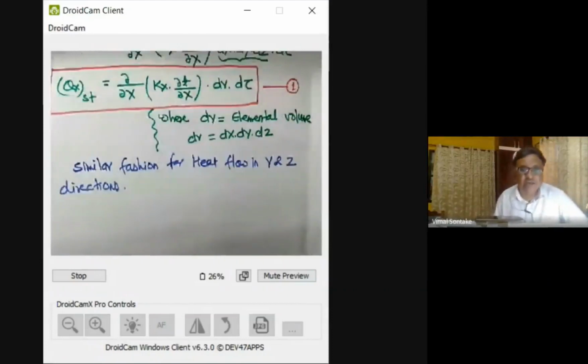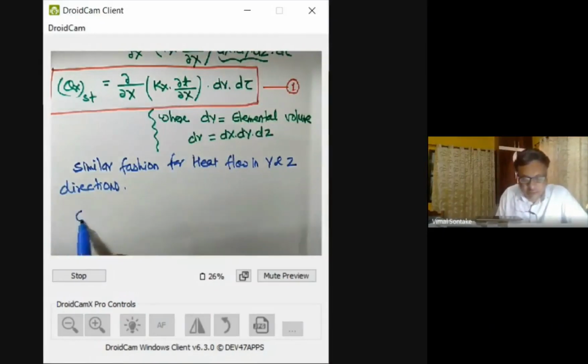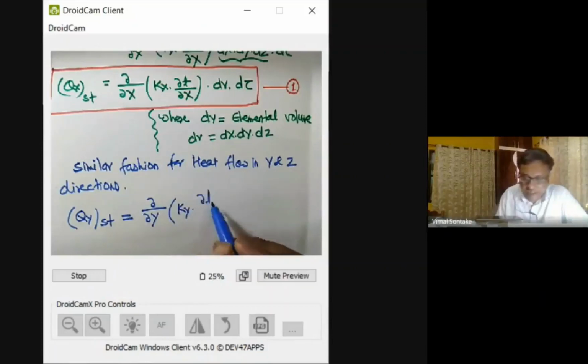Now here is my suggestion: you need not do the exercise that we have done for heat flow in the x direction for the y and z directions. No need to do that exercise. Simply, it is recommended to write down the expression for heat stored due to heat flow in the y direction. No need to derive it. I can just change the direction, del over del y, and the thermal conductivity in the direction of y. So it will change to ky del T.